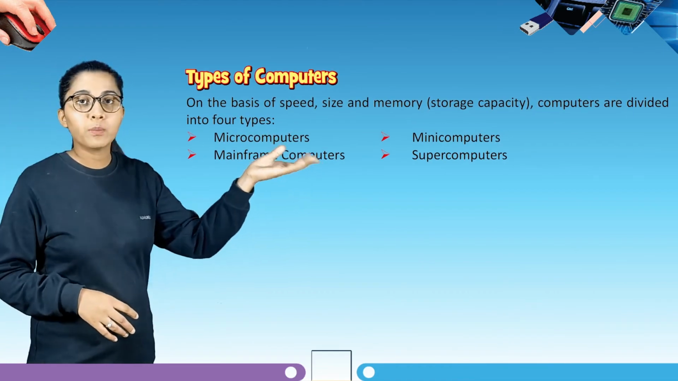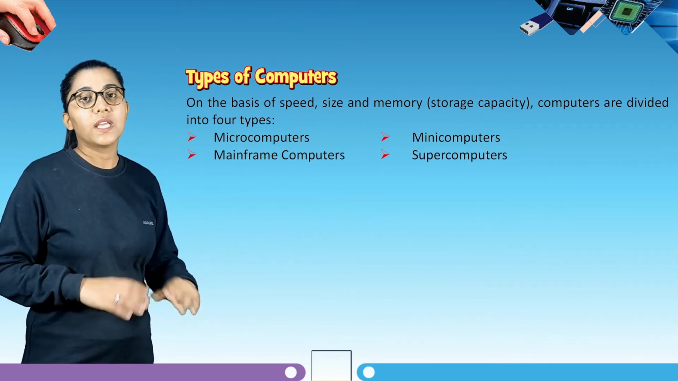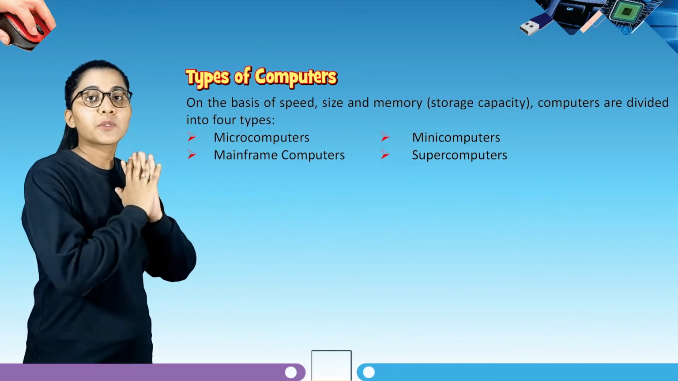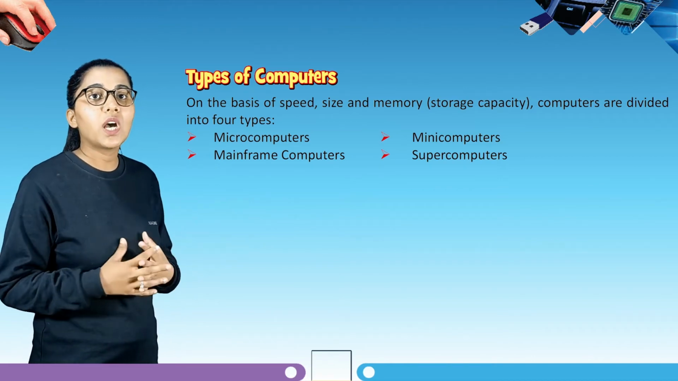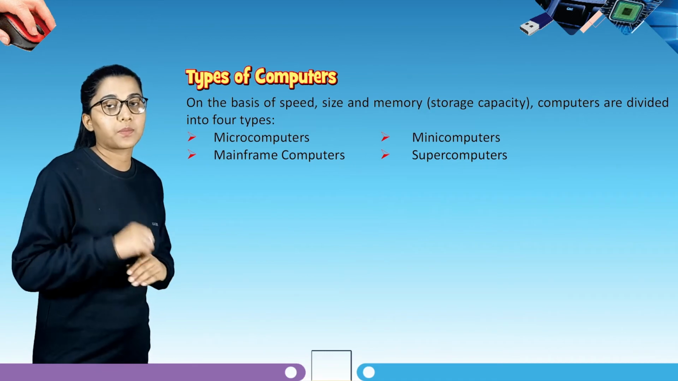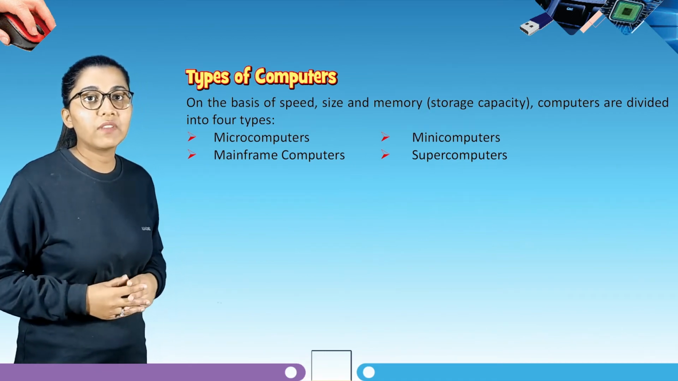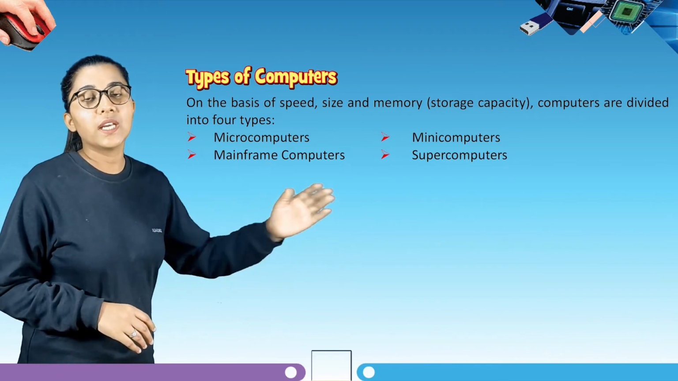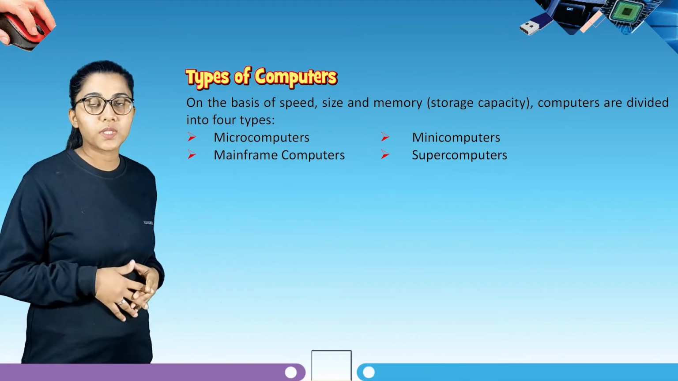Now students, our next topic is types of computer. After learning about the generations and the history of computer, let's learn about the types of computer. On the basis of speed, size and memory, that is storage capacity, computers are divided into 4 types. There are 4 types of computer, and what are they? First we have microcomputers, minicomputers, mainframe computers and supercomputers. Let's learn about these types in detail.